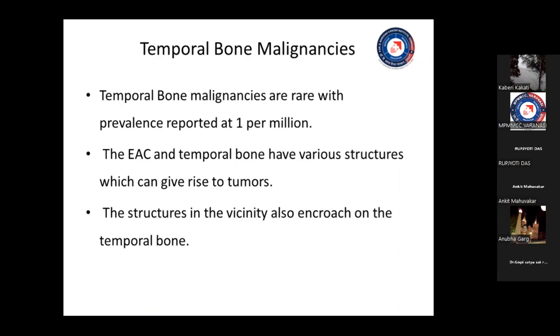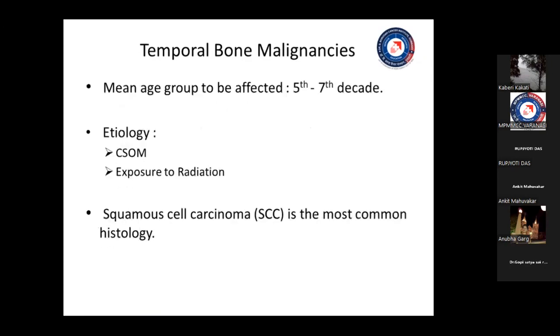And any of these structures can give rise to tumors. The structures in the vicinity, like the mandible, the parotid gland, the meninges, even the brain, can also encroach upon the temporal bone and give rise to tumors. The mean age group affected is mainly the 5th to 7th decade. The etiology of temporal bone malignancy still remains an enigma, but there are suggestions that chronic suppurative otitis media or exposure to radiation might have a carcinogenic potential. Squamous cell carcinoma is the most common histology.